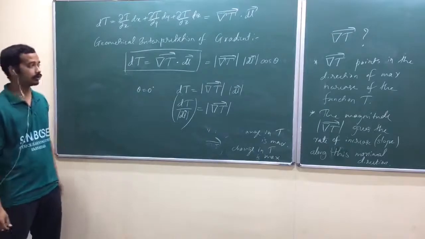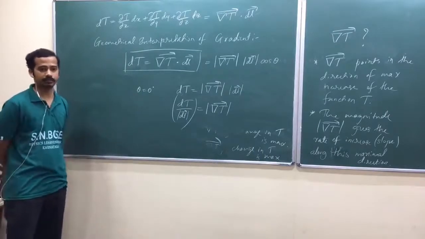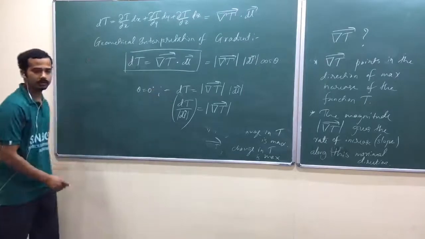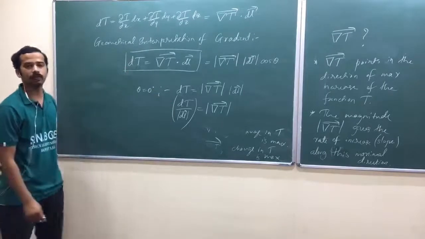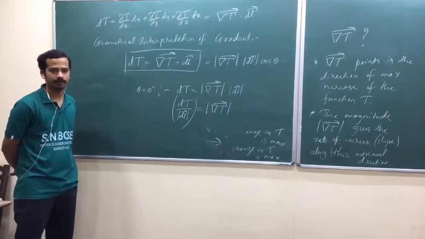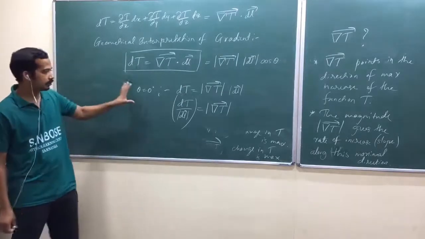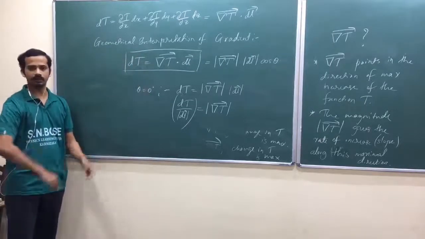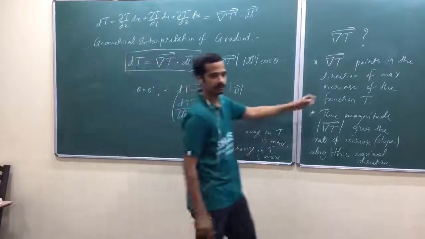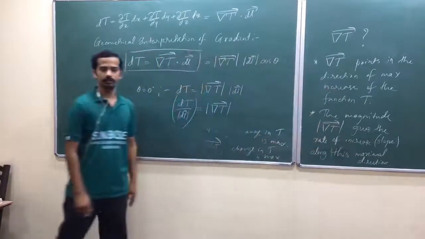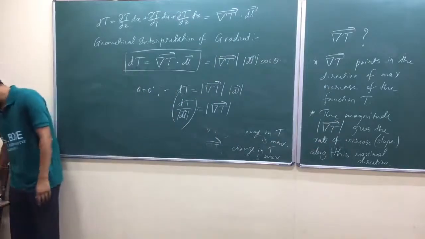So when theta equals 180 degrees, then the change is maximum. Is that okay? I was discussing only theta equal to 0. That's correct, isn't it? When cos 180 degrees, you have minus 1, and the mod of that value is also maximum. Am I right? So when theta equals 0 degrees or 180 degrees, if you want to generalize, you'd better write change here. Wherever I have written increase, you better write change here. Is that okay? Yeah.